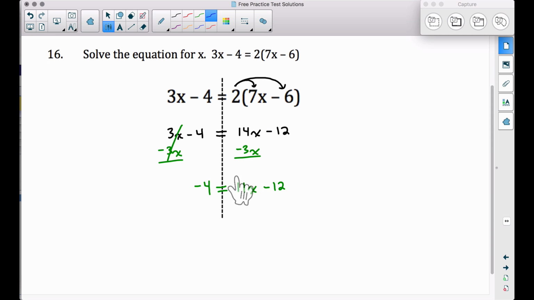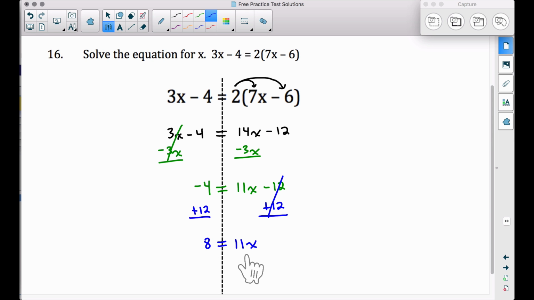Let's work on getting rid of these numbers over here with the x so that we can get x by itself. I recommend moving this first before you deal with the 11. For example, here I'm going to add 12 to both sides. Why am I adding 12? Well, negative 12 plus 12 gives you 0. It cancels out, very similar to what happened up here. Bringing down what we have left, negative 4 plus 12 equals 8. And that is going to be equal to the only thing we have left over here, 11x.